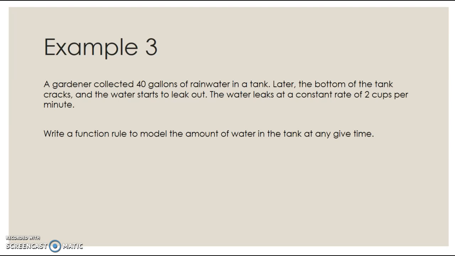So let's get going. A gardener collected 40 gallons of rainwater in a tank. Later, the bottom of the tank cracks and the water starts to leak out. The water leaks at a constant rate of 2 cups per minute.